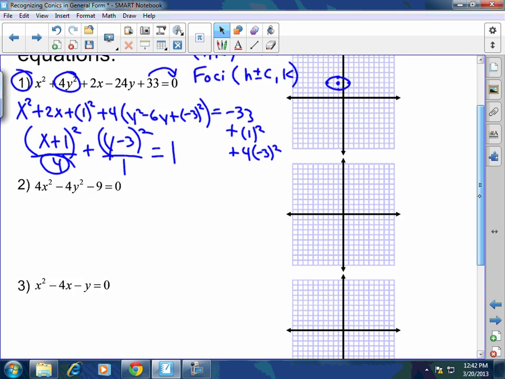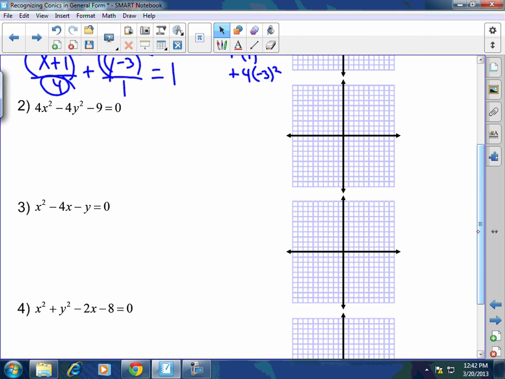Okay, next. 4x squared minus 4y squared equals 9. What kind of a shape is this, first of all? This is not a circle. This is a hyperbola. Just because you have the same coefficients, if one is positive and one is negative, that is a hyperbola. So that is going to be wrong if you guys did that, gentlemen.